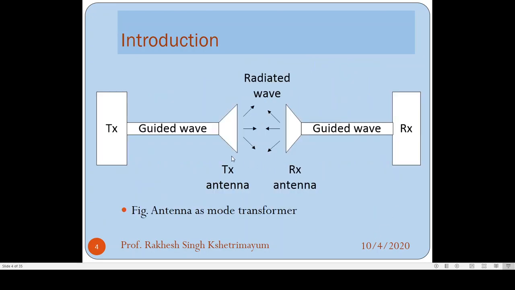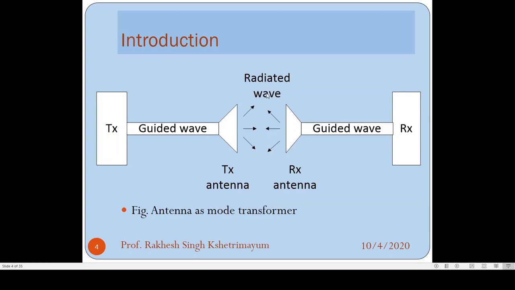So let us look at this example here. You have a transmitter, so fields are coming from the transmitting circuits. Usually you have a source here. From the source, fields are coming through the transmission line, and the fields are in the form of guided wave now. As soon as it reaches the transmitting antenna, this guided wave will be converted into radiated wave in the free space.